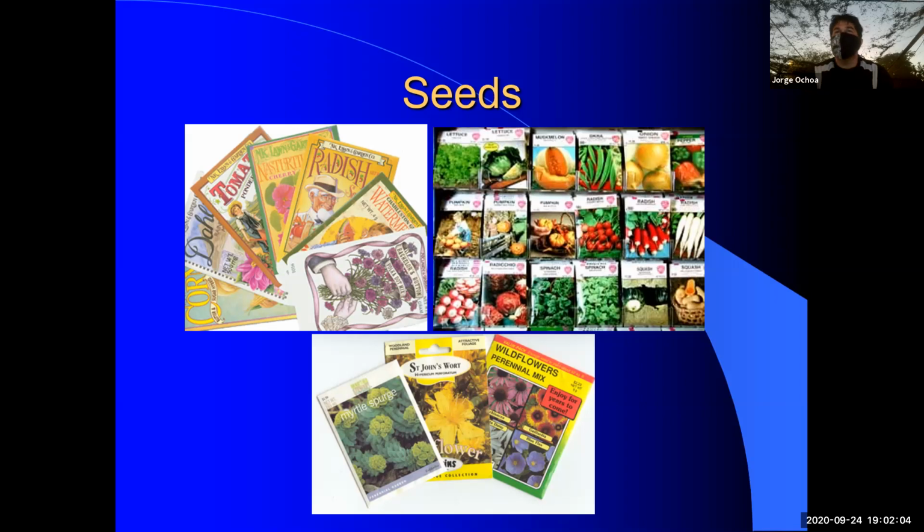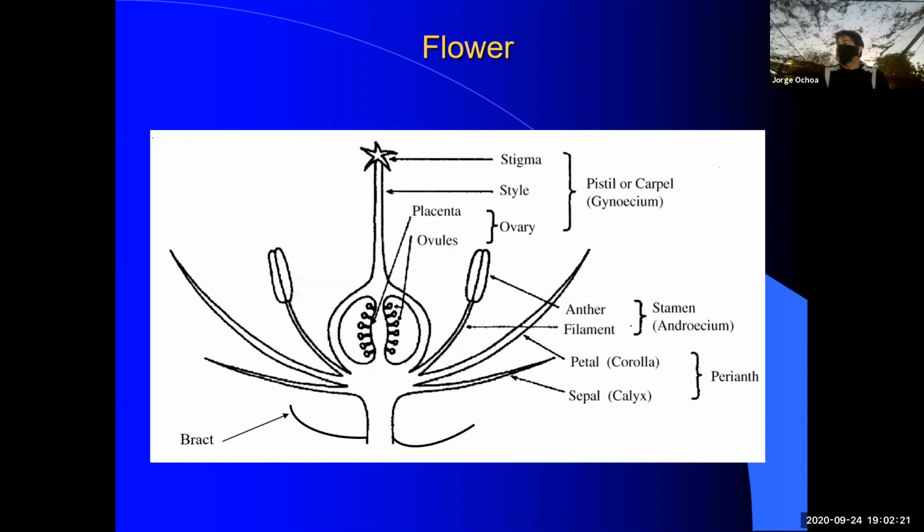We are going to be discussing seeds and the sexual propagation of plants, because this is how the plants are going to generate diversity, new seedlings that are going to be different than both of the parents. So we need to start with the flower. So the flower is nothing more than the reproductive organ of the plant.